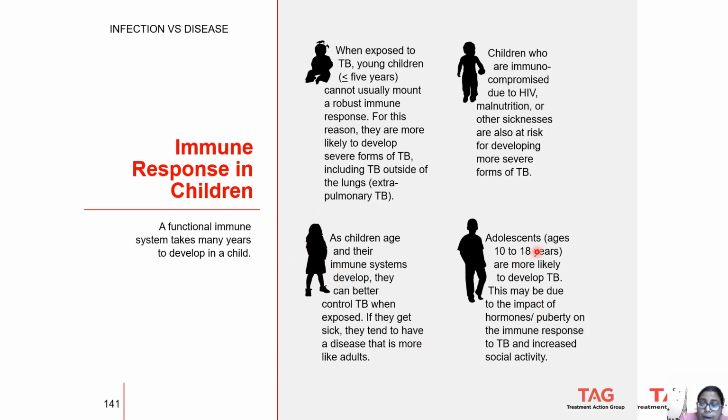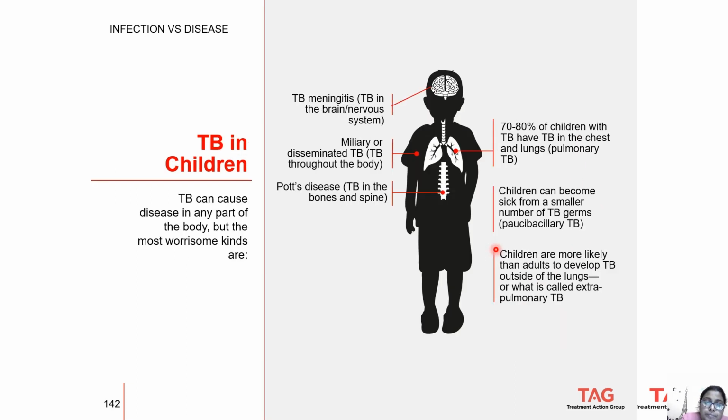Adolescents ages 10 to 18 years are more likely to develop TB. This may be due to the impact of hormones or puberty on the immune response to TB and increased social activity. Obviously, as you grow older, you'll have more social activity around you, so you might get exposed to TB infection more. Okay, TB can happen in children. It can actually cause disease in any part of the body.